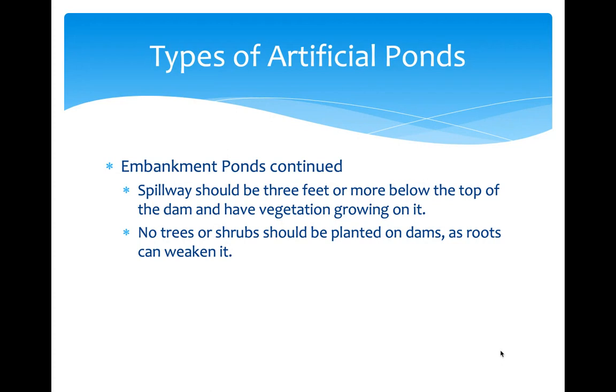The spillway itself should be 3 or more feet below the top of the dam, and you also want to have some vegetation growing on that. You don't want to have trees or shrubs on the dams because those roots can be damaging to what you've got there and to the structure that you actually have built. So that's one particular type of pond, an embankment pond.